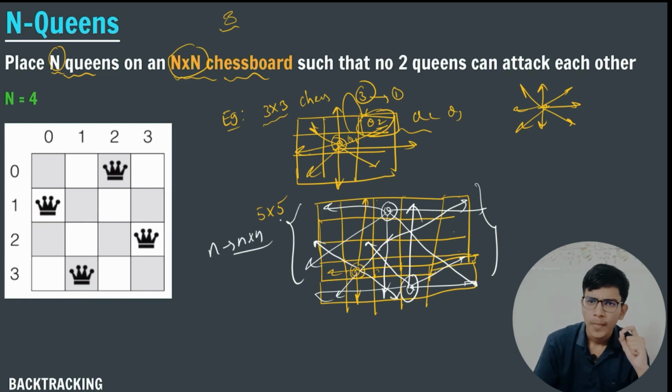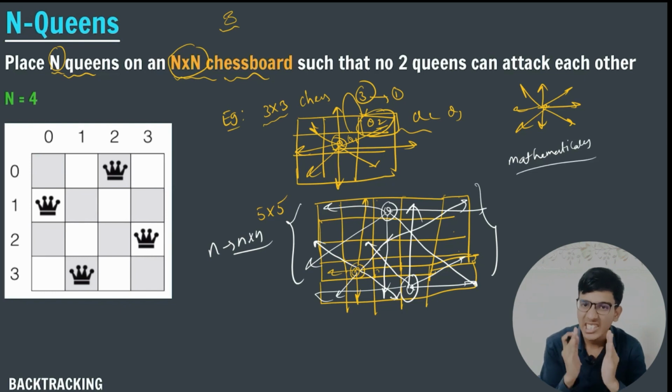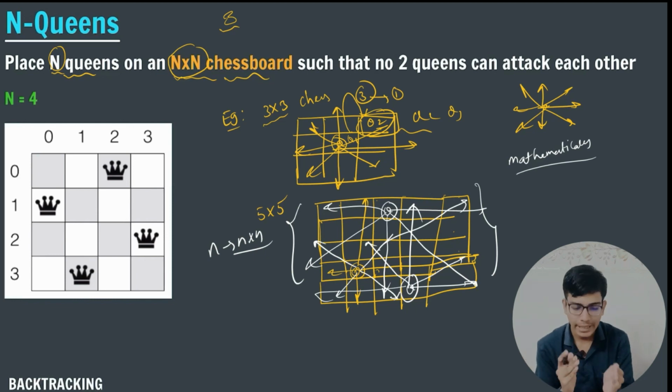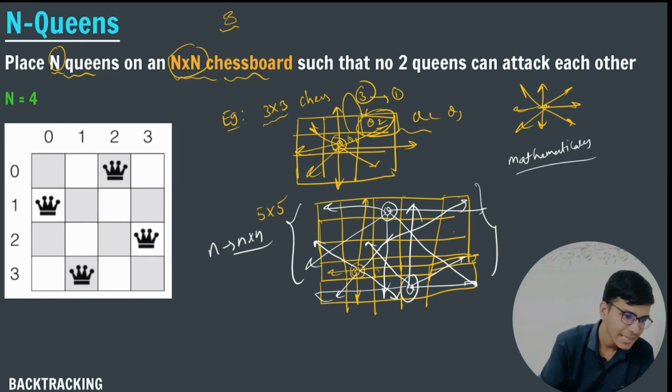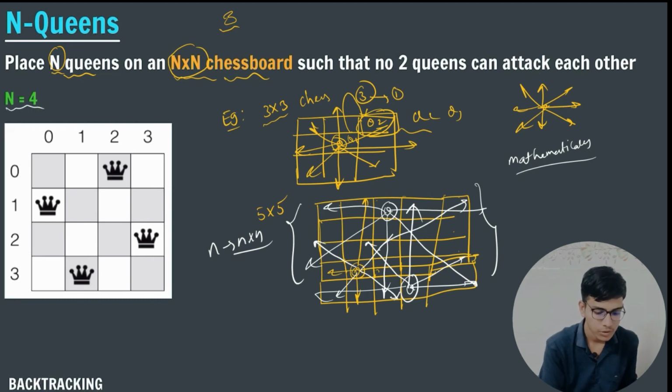In this question, mathematical terms are very important. I need to find a logical way in which I can place my n queens in such a way that no two queens attack each other. You can see that in the given example I have chosen a 4 cross 4 chessboard.